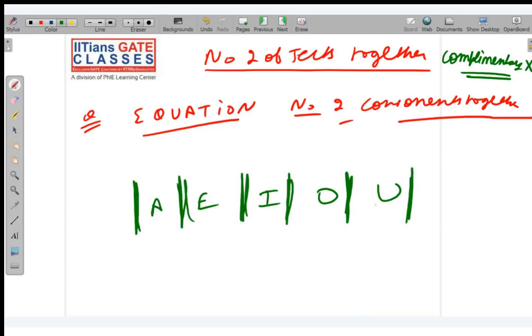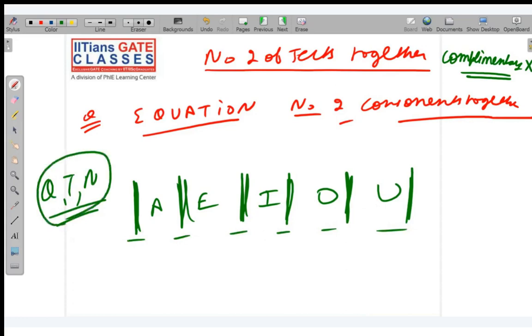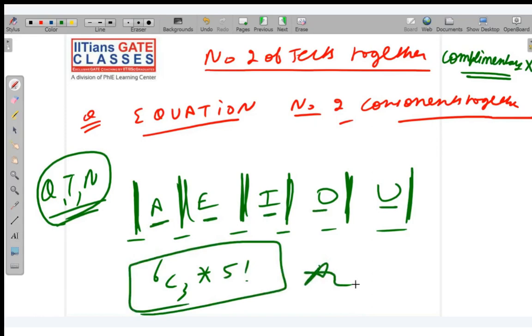6 places are there, and how many consonants are there? Q, T, and N. So 3 consonants are there. So first from these 6 places, I will pick the 3 places, and on these 3 places I will arrange them. So 6C3 ways, such that no 2 consonants will be together. Now our work is not yet over, because I can arrange the vowels also in 5 factorial ways. So 6C3 into 5 factorial is my answer. Like this you have to do it in this kind of question. This is a standard way of doing.